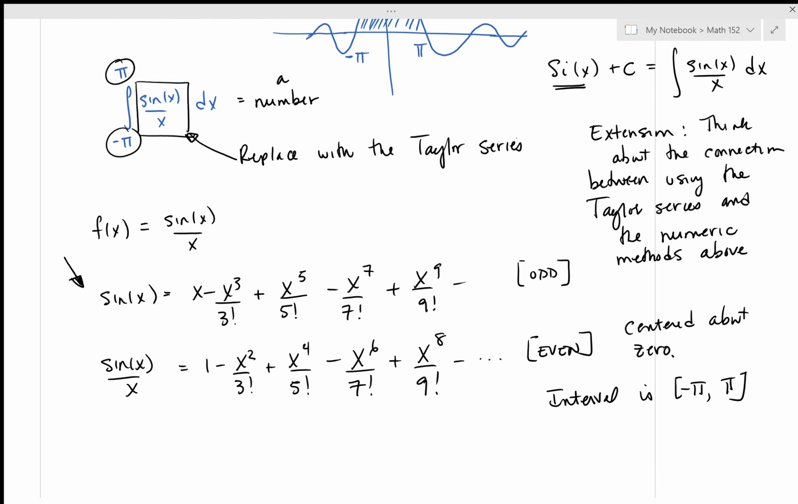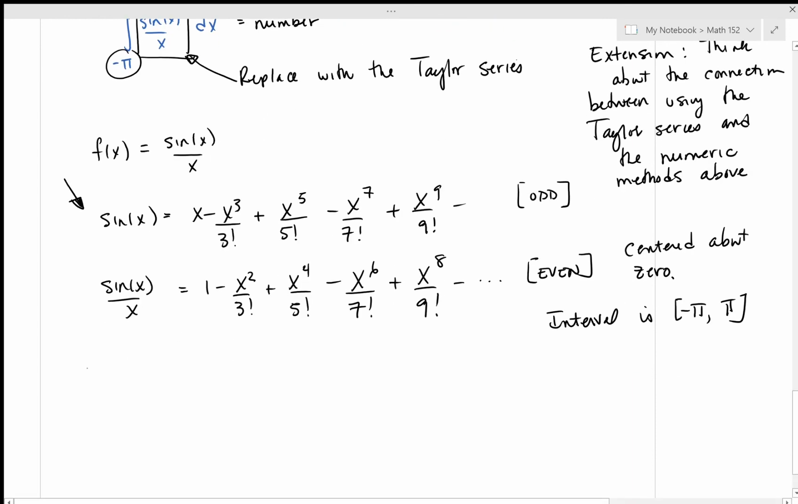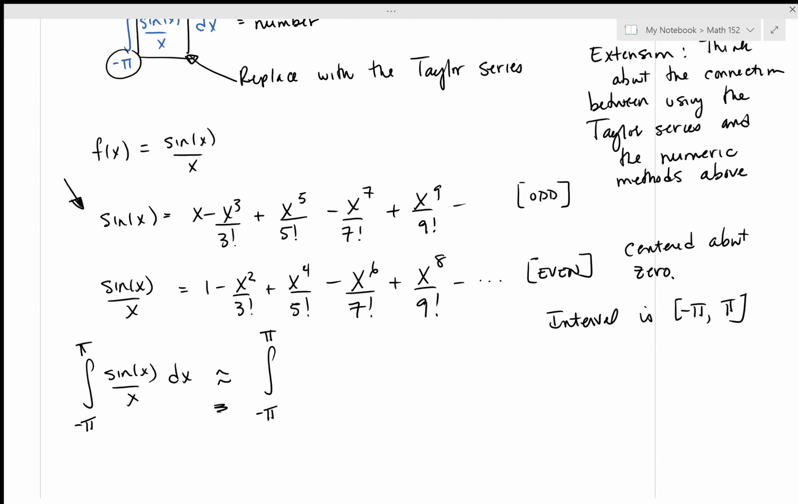Okay, so now I have a choice. I'm going to take my integral, this guy, and I am going to now turn it into an approximation. I know this comes out to some number, and as soon as I do this step, it's going to turn from an equality into an approximation. And I'm going to use the T2 polynomial.